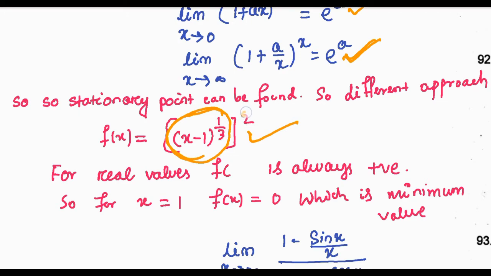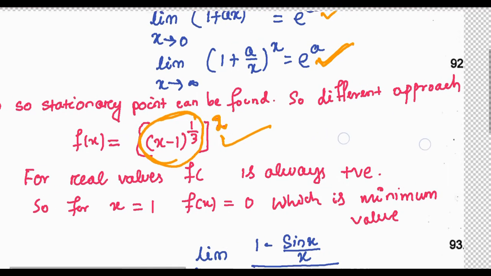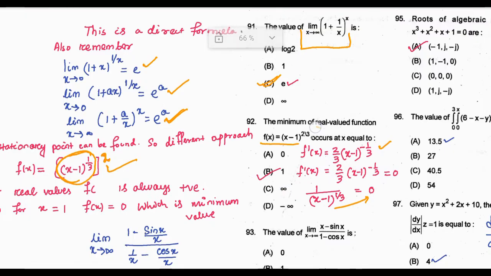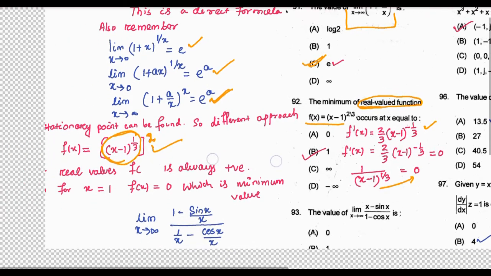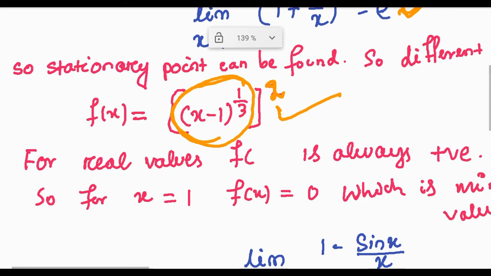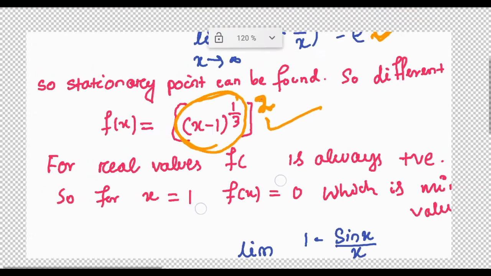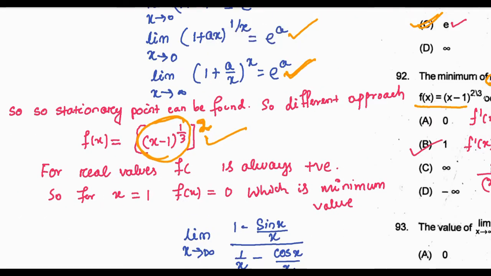So here this may be any value, always this value will be positive, because here is a square, and in the question it is given that it is a real valued function, that means f(x) will always have a real value and will not have complex values. So due to this square, f(x) will always have a positive real value. For x equal to 1, suppose I put 1 here, (1 minus 1) whole to the power 1 by 3 whole square, 1 minus 1 is 0. So 0 is the minimum value, and for x equal to 1 this will have the minimum value. So here B is the correct answer.